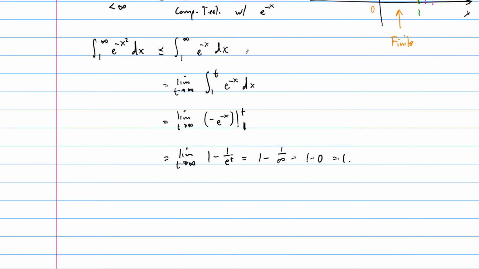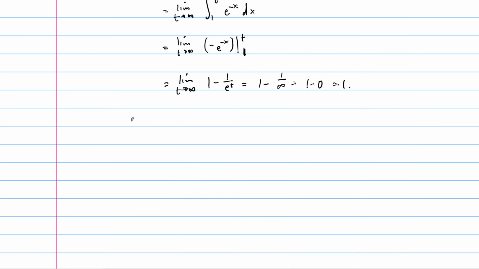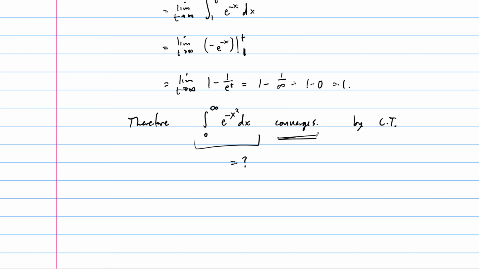All right, so actually this portion of the integral is less than or equal to 1. Well, guess what? That means it's finite, right? So therefore the integral from 0 to infinity, e to the minus x squared dx, this thing must converge. And we use the integral comparison test for that. Notice, though, that we have no idea what this equals. We just know that it equals a number, right? It converges to a number.